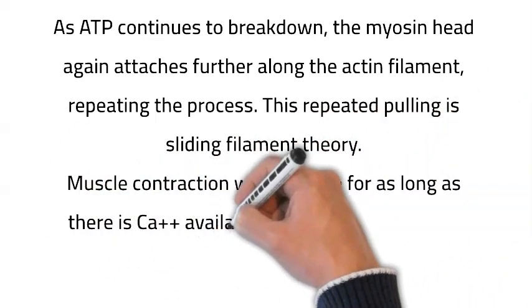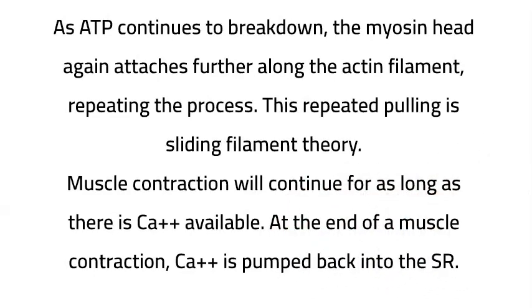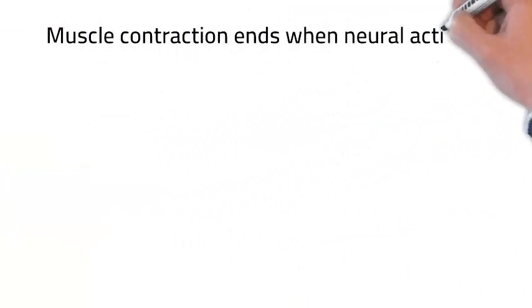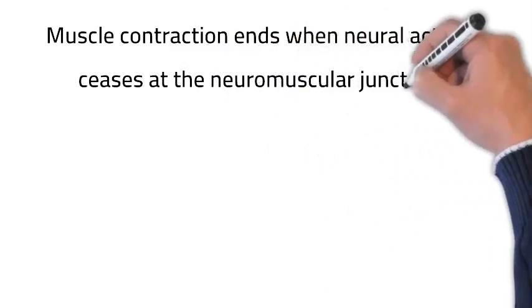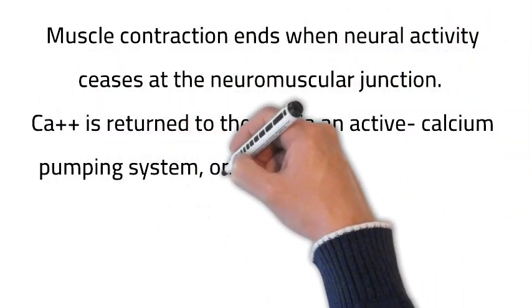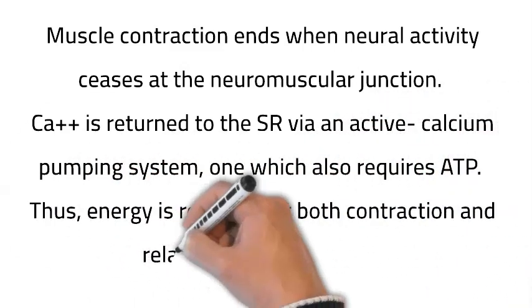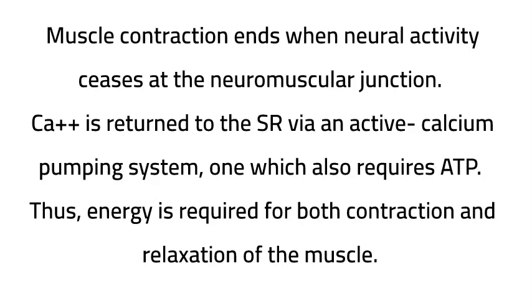Muscle contraction will continue for as long as there is calcium available. At the end of the muscle contraction, calcium is then pumped back into the sarcoplasmic reticulum. Muscle contraction ends when neural activity ceases at the neuromuscular junction. Calcium is then returned to the sarcoplasmic reticulum via an active calcium pumping system, one which also requires ATP. Thus, energy is required for both contraction and relaxation of the muscle.